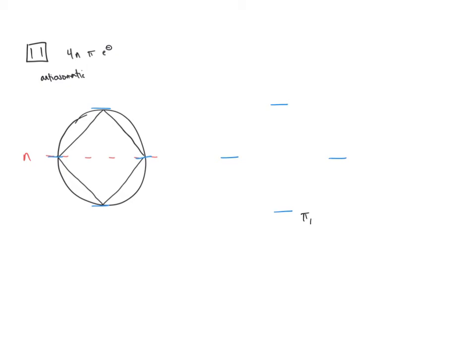This one's going to be pi 1. We say that this is pi 2, but again, it's at that non-bonding energy level, so it's going to be a non-bonding orbital. This one is pi 3, but it's also at the non-bonding energy level, so it's an n.